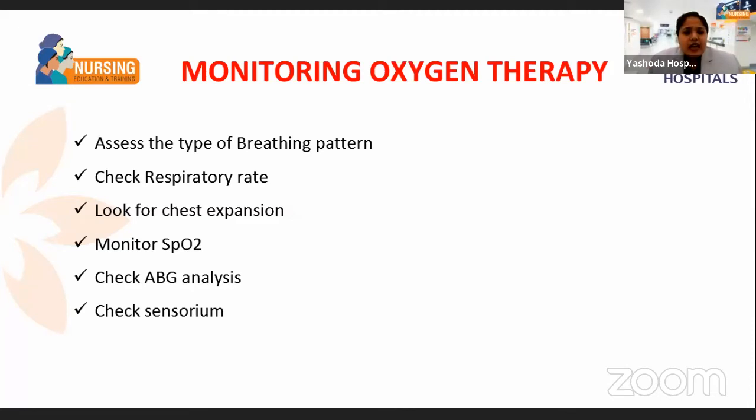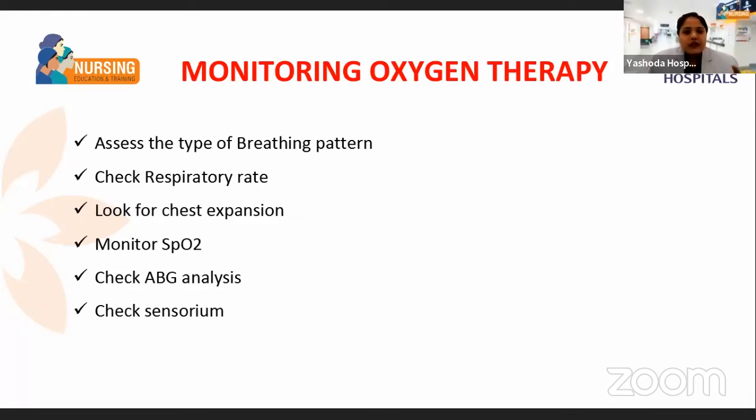And the last, if you notice over here, is that you need to check the sensorium. Why is it important to check the sensorium? Do you remember our first slide, oxygen deprivation? We heard about ischemic hypoxia. What is actually happening there? There's a lack of oxygen and blood supply to the brain. Due to that, there will be an altered sensorium. So when the patient is on oxygen therapy, we need to check the sensorium as well.